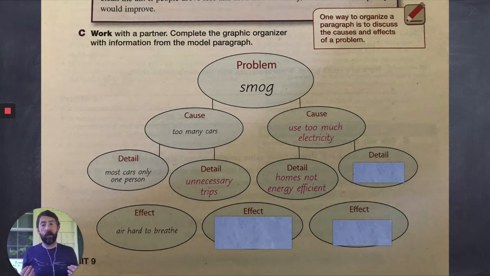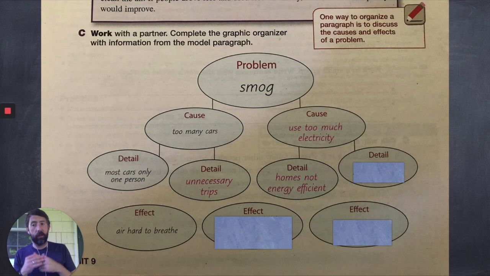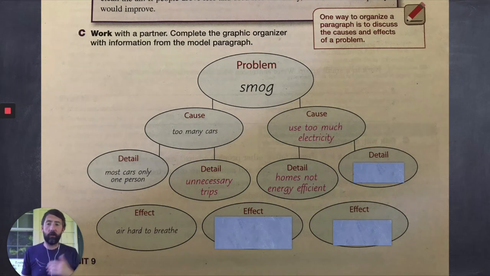May was learning about energy efficient light bulbs and energy efficient appliances like washers and dryers or dishwashers, right? So if we have older appliances or not energy efficient appliances, that makes our homes not efficient, right? And if they're not efficient, we're going to use more electricity. And if we use more electricity, it's going to produce more smog. What's our second detail? Power plants burn coal.